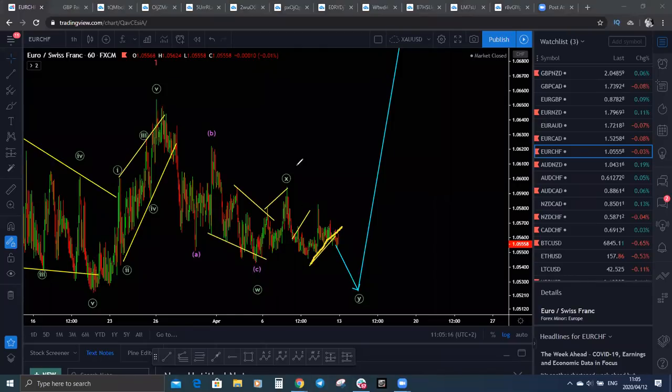Even though this can make a structure like this, we see 3 waves up here. This can be another move, one up before we come down, but we're not looking to trade this. So we're just going to watch this one and let it give us more data.